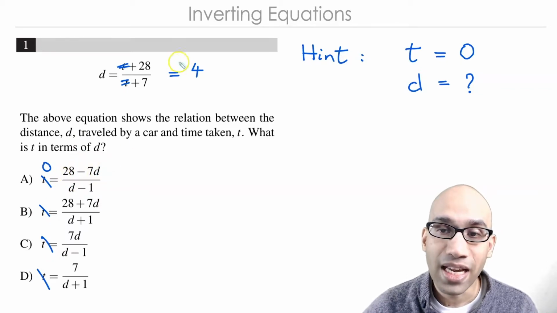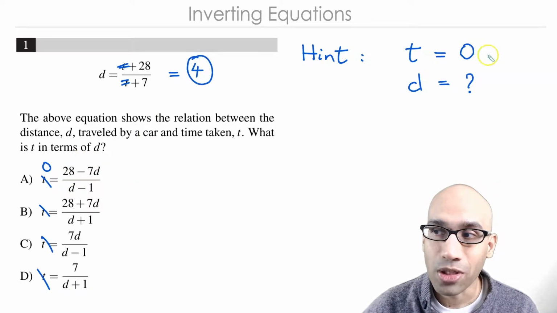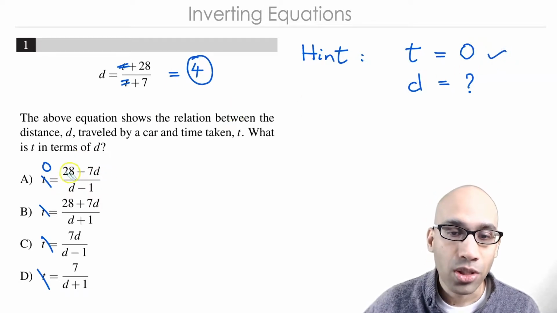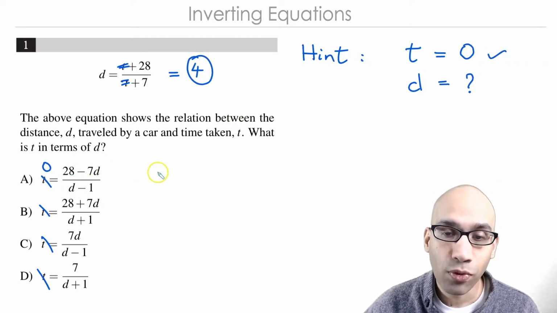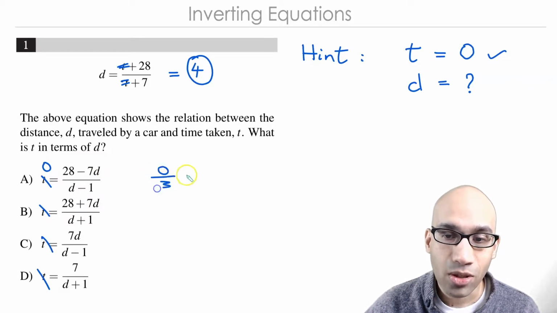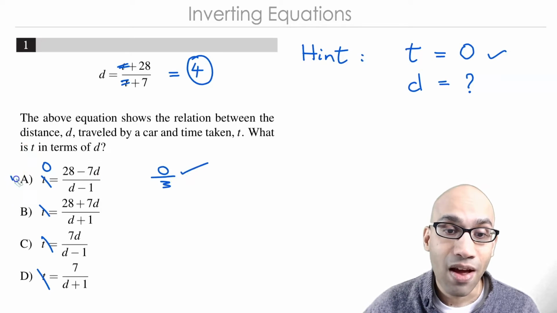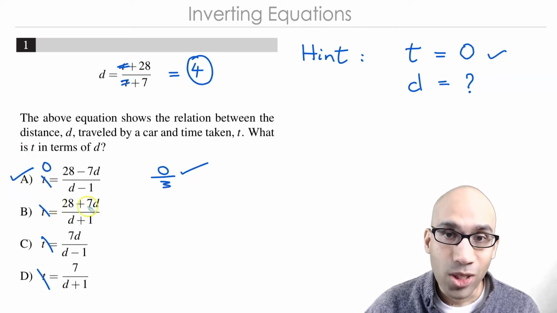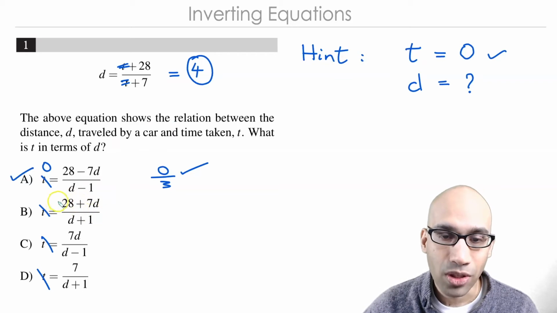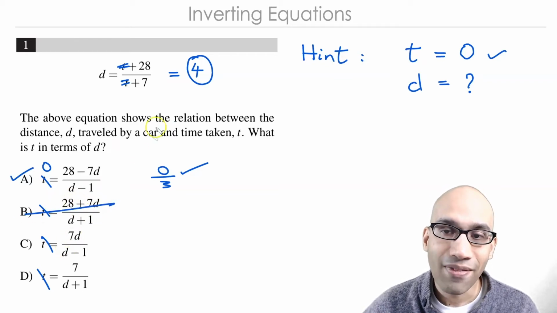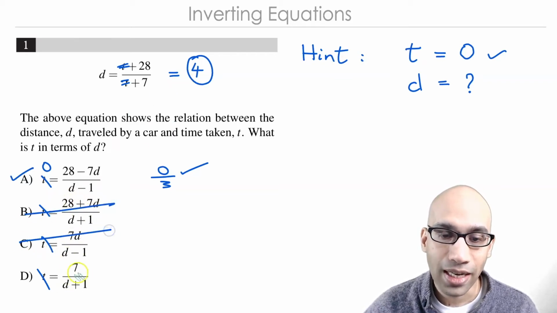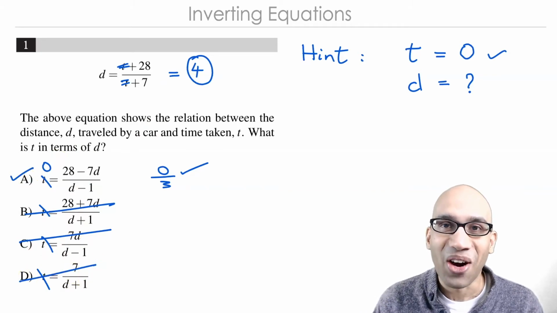28 minus 7d, and remember d is 4 according to our special hack here. So you're just going to put in here 28 minus 7 times 4, which is 28 minus 28, which is 0, divided by 3, and so that is 0. So this one definitely checks out. About this one, 28 plus 7d, 28 plus 7 times 4 is a positive number, so this one is gone. Similarly, 7 times d is 28, so this is gone, and similarly this as well is just 7. And so A is your correct answer.